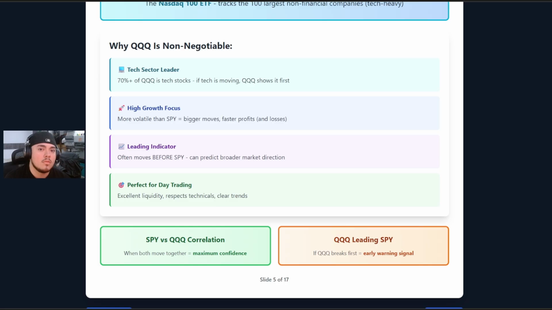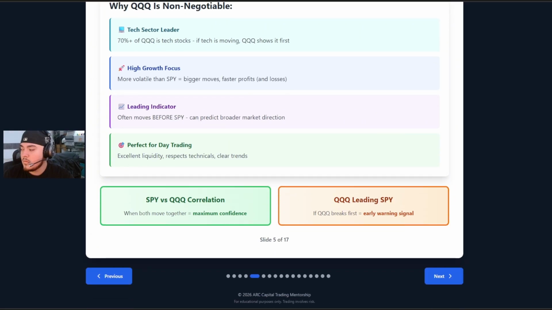SPY versus QQQ correlation, when both move together, is maximum confidence. When you're seeing both of them move in the same direction, you want to be taking a trade in that same direction. It's very simple, guys. When you're day trading, you wait for the indexes to tell you the story. Is it bullish? Is it bearish? Then you look for stocks within the sector that have the nicest setups, that are breaking key levels. You do your technical analysis, find your list, and go through your stocks. We'll go into that a little bit. And if they are moving in correlation, then you should be attacking on pretty much everything, in my opinion. You take your shots with maximum confidence.